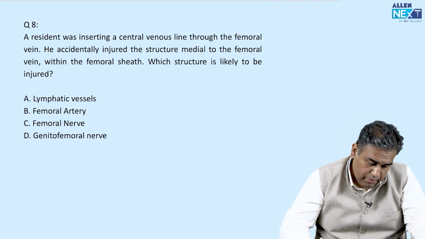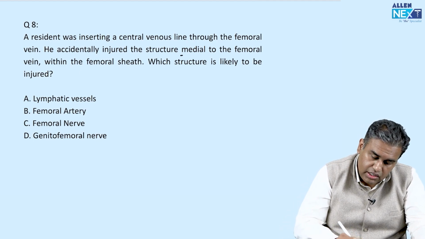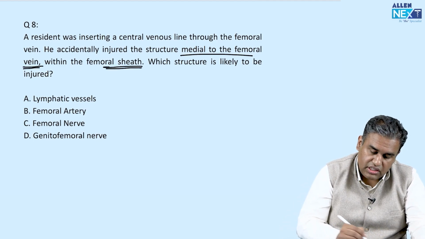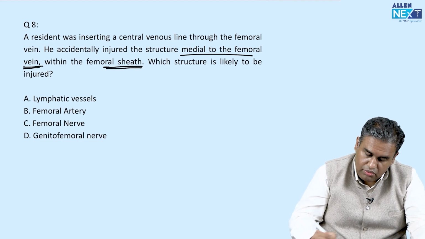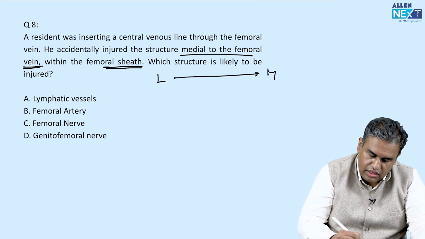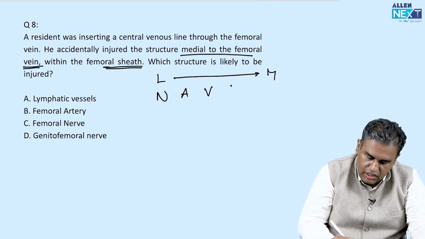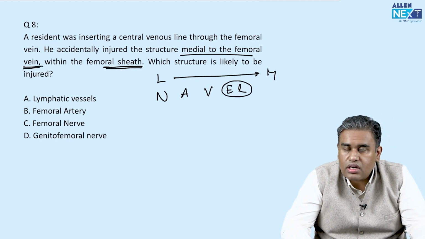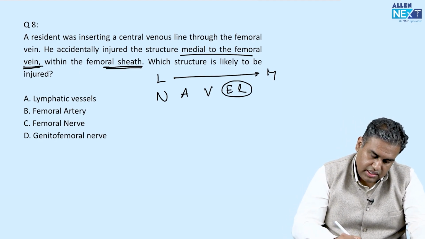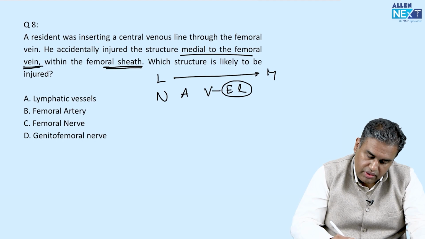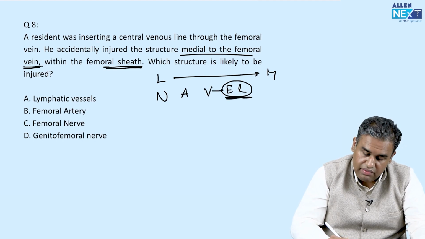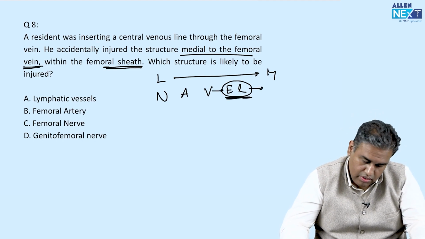Next one, a resident was inserting a CV central venous line through the femoral vein. Again, the femoral vein. He accidentally injured the structure medial to the femoral vein within the sheath. If you remember the mnemonic we made from lateral to medial, N, A, V, E, and L. So they said that they injured the structure medial. So medial to the femoral vein is this empty space, the canal, which is having the lymph node. That we know by now.